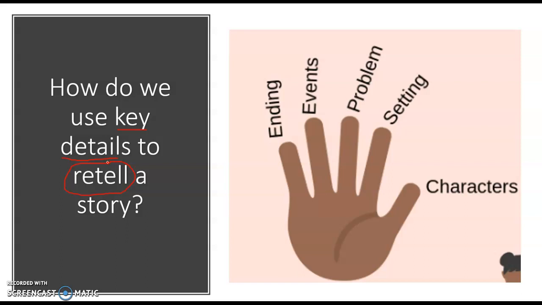When we're retelling a story, we want to focus on the most important things. So who are the characters? Where does the story take place? What's the setting? And then we'll look at the beginning, the middle, and the end, or the problem, the events that lead to solving the problem, and the end of the story.